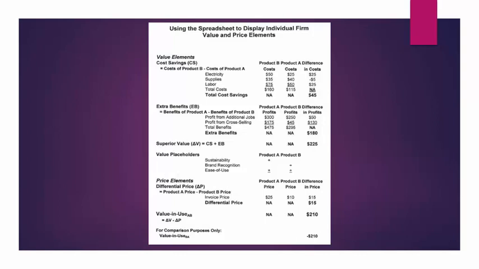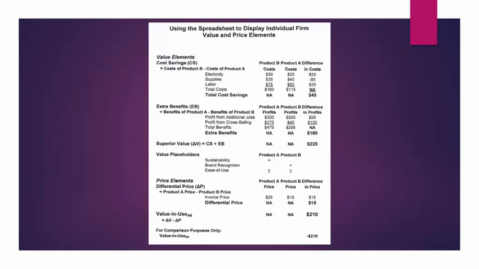And some of them may favor product A, some of them may favor product B. Because I can't monetize them, I either put plus or minus, which tells me who's superior, who's inferior, versus where there might be some indifference. From this, I'm going to subtract my differential price, and that's pretty straightforward. The price of A minus the price of B is the differential price.